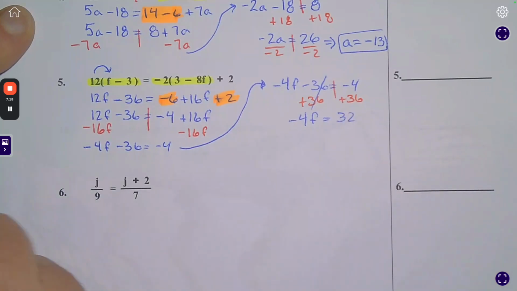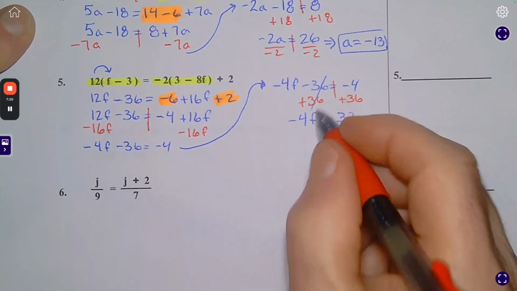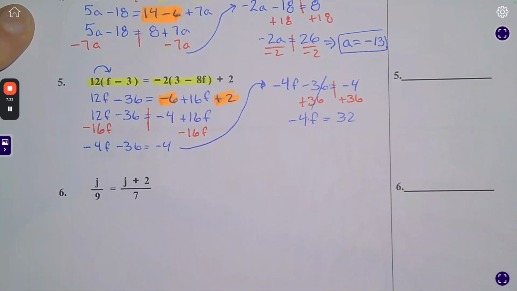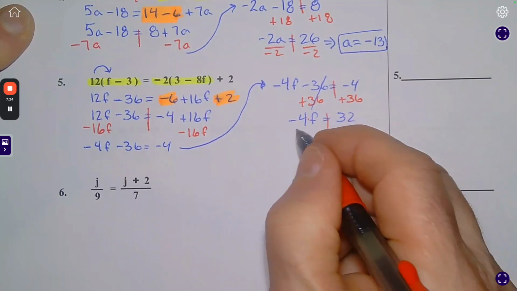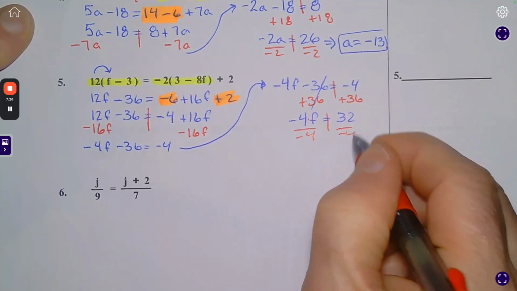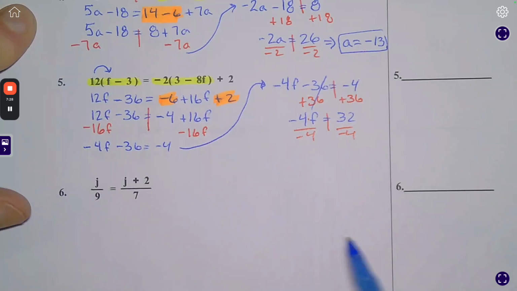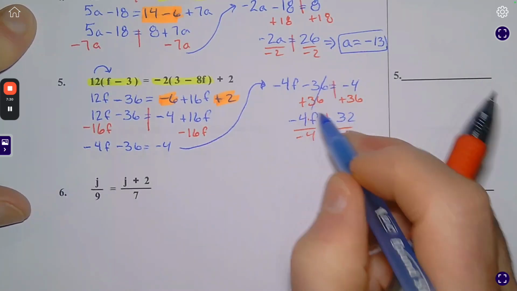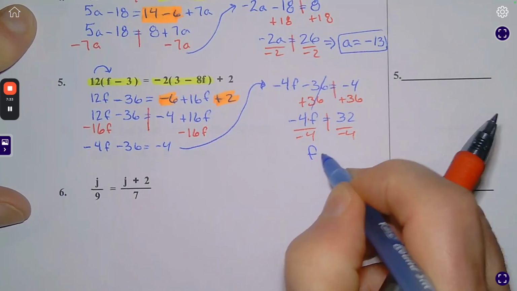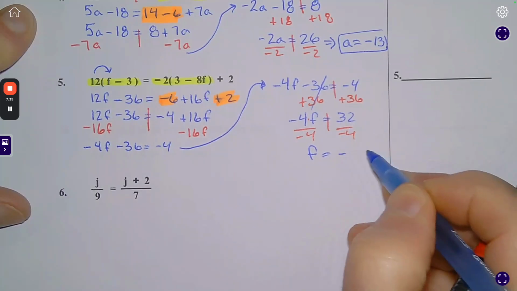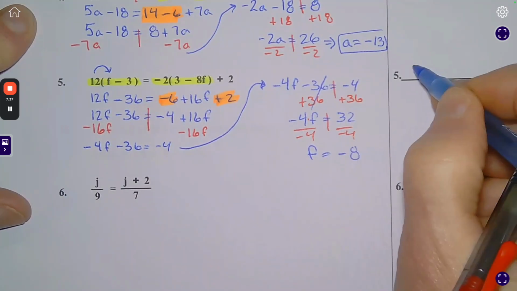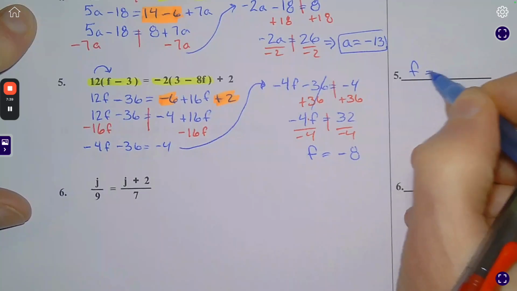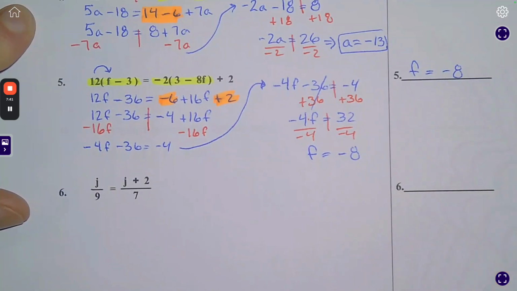That's right. Now that's negative 4 times f, right? The operation there is multiplication. So the inverse operation for multiplication is division. Don't forget to divide by that negative as well, because negative 4 divided by negative 4 is 1f. Positive divided by negative is negative. Looks like 8. So f equals negative 8. Oh, we did this last time.